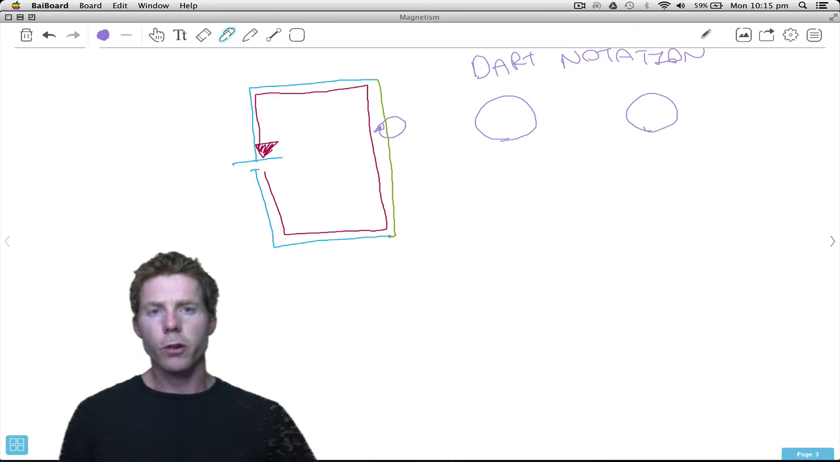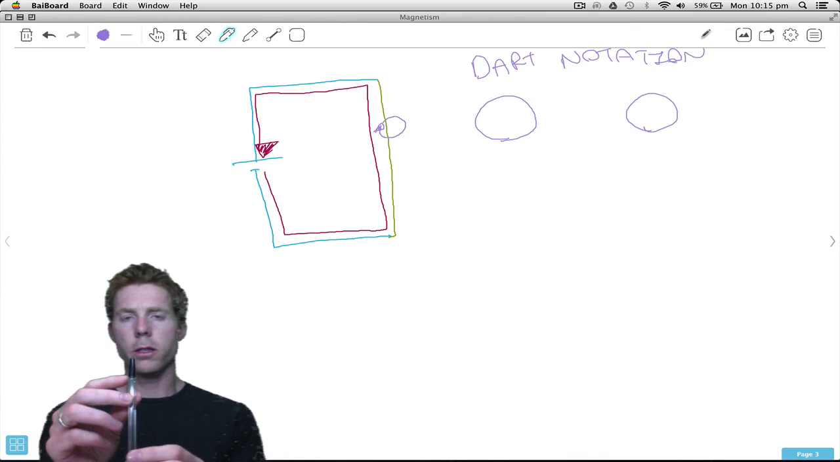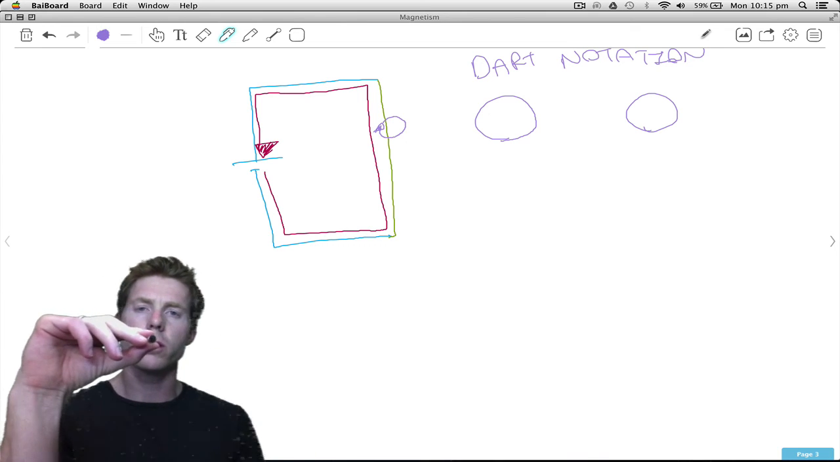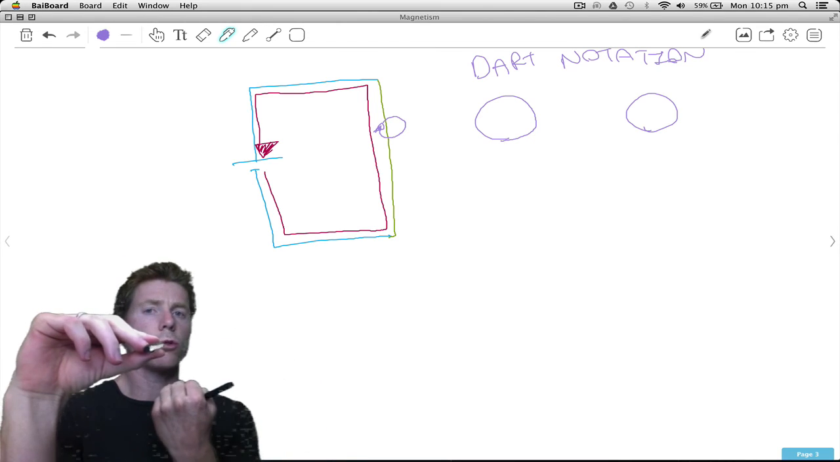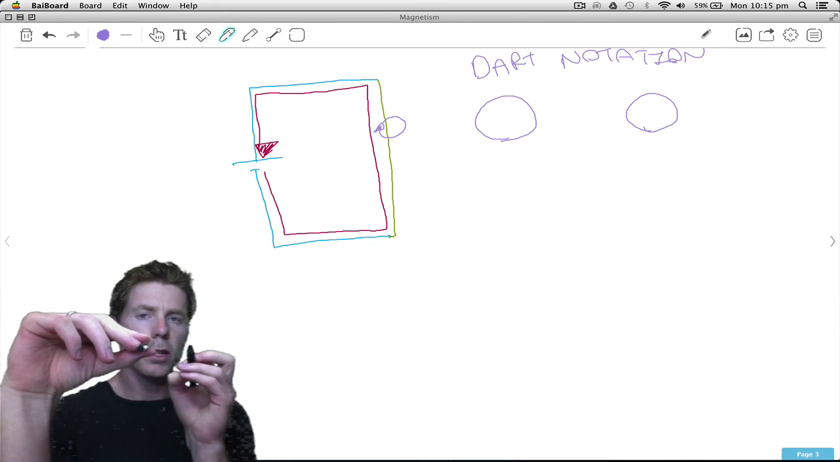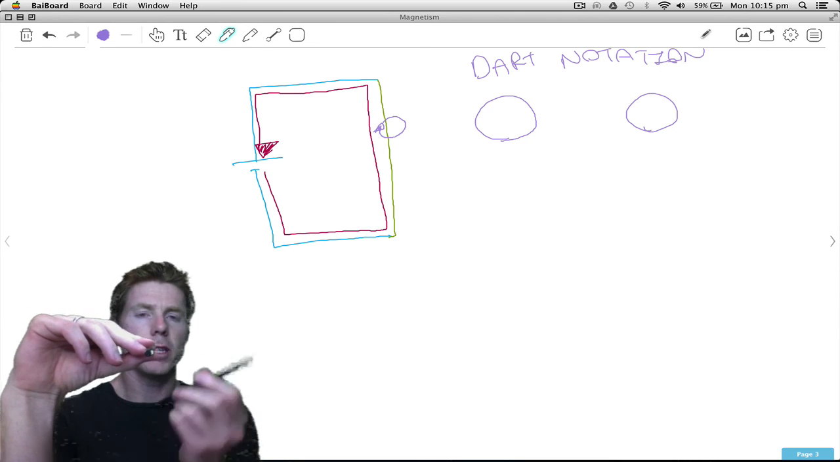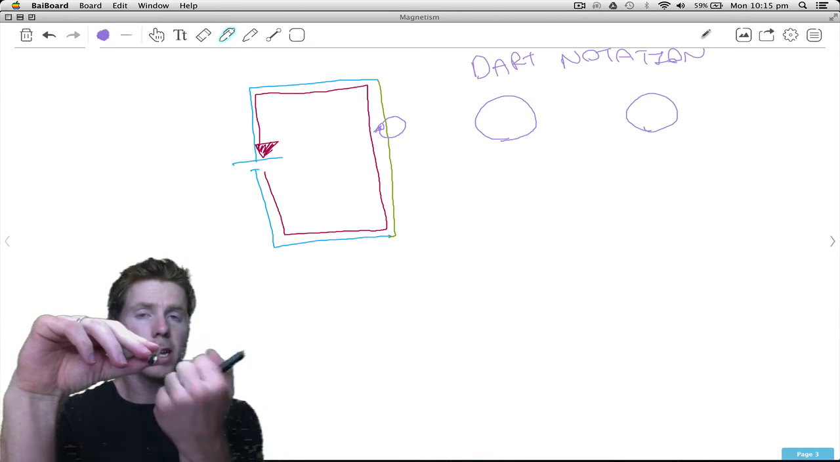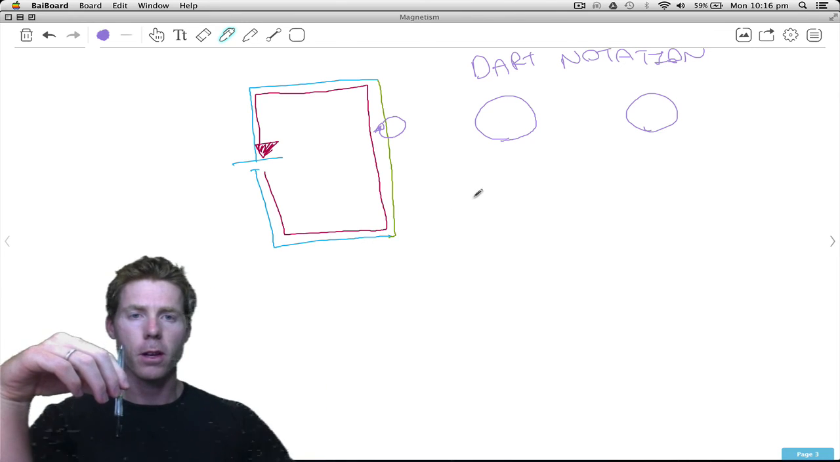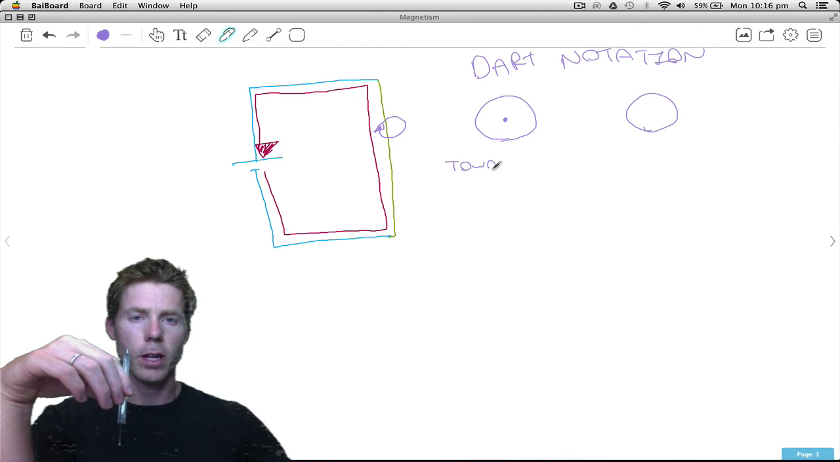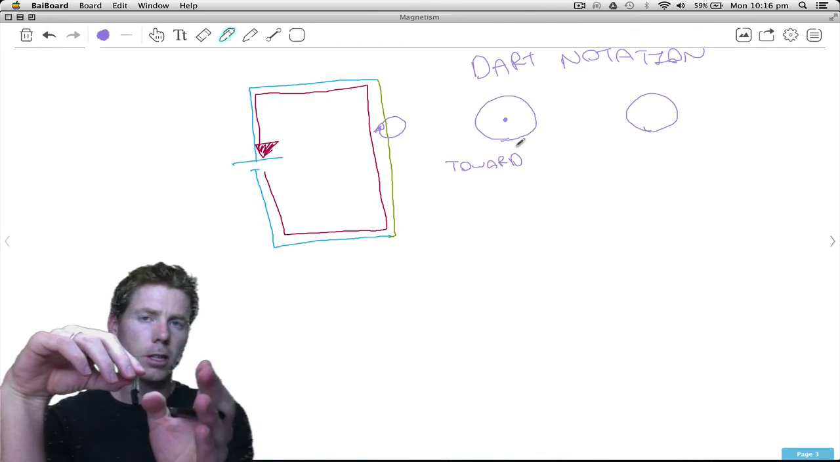Now, with dart notation, let's have a look at the two instances. Let's say that the electrons are traveling from the camera through to me. With a dart, if someone, I hope nobody does this, but if someone was to throw a dart at me, what would I see first? Well, I would see the point of the dart. So if it's coming towards me, I'll see the point. So if the electrons are traveling toward me, that's how I'm going to draw it.